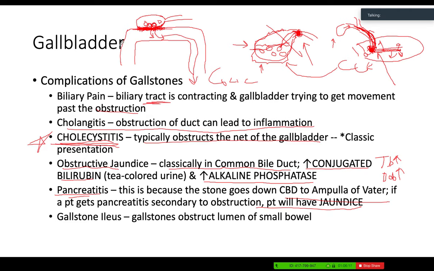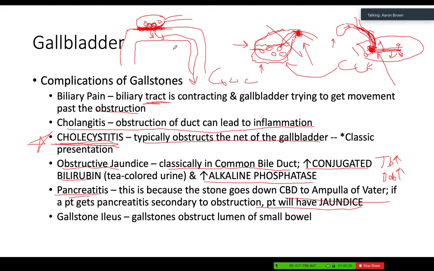Okay, so this patient that has that fistula is not going to have really any symptoms. They're going to be pooping out gallstones left and right, but because we don't have sensations here, this fistula is really going to be kind of asymptomatic. This patient's just going to be pooping out gallstones all the time.